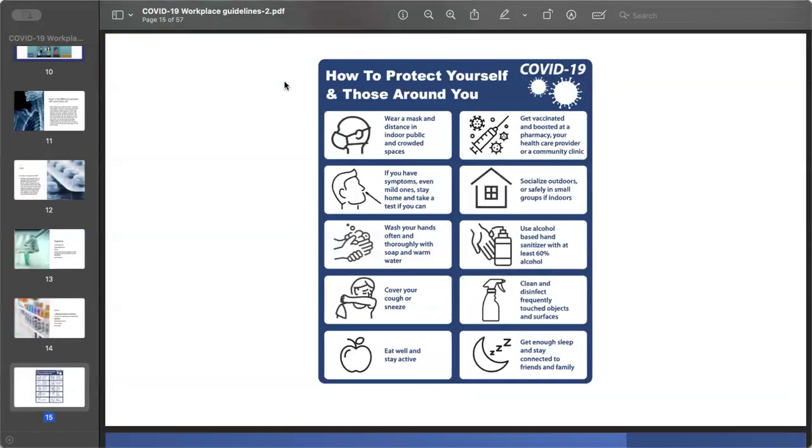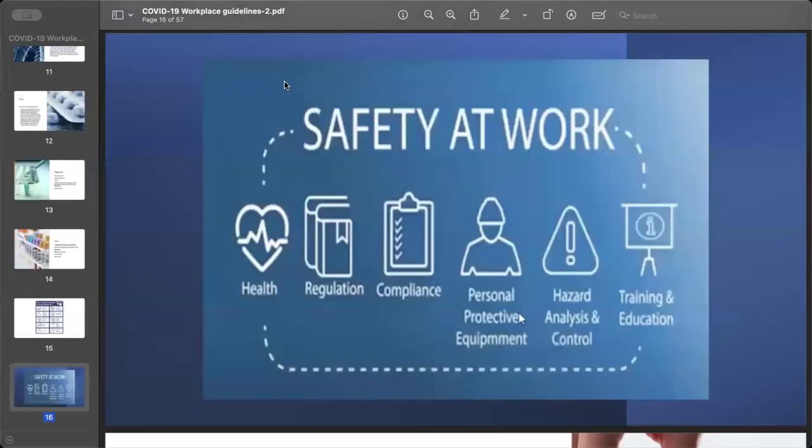This is a chart showing how to protect yourself and the people around you from corona: wear a mask, get vaccination. If you have symptoms, even mild ones, stay home and take a test if you can. Socialize outdoors or safely in small groups indoors. Wash your hands. Use alcohol-based hand sanitizer. Cover when sneezing or coughing. Clean and disinfect frequently. Eat well and stay active. Get enough sleep and stay connected to friends and family.